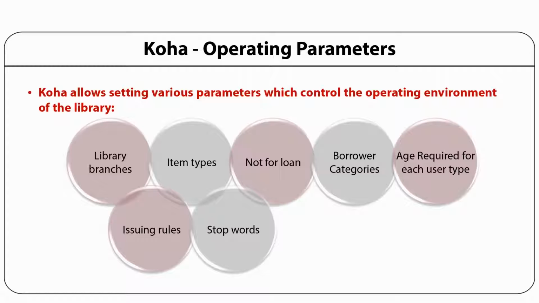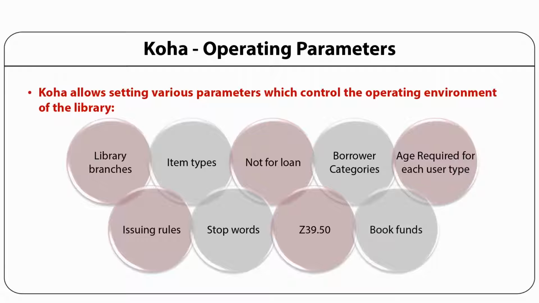It allows servers for searching using the Koha Z39.50 client for cataloging. To add servers, enter the domain name or IP address of the server, the port number to use, and the name of the database to access. It also allows setting up accounts that keep track of expenditures for library materials.